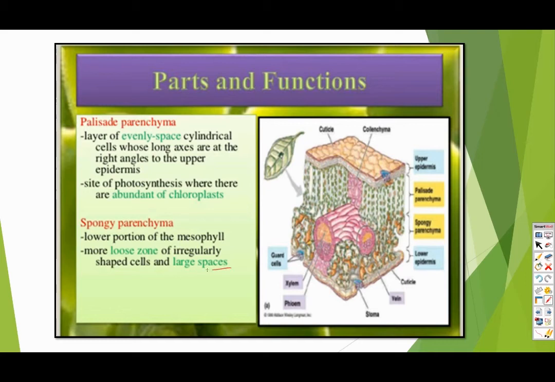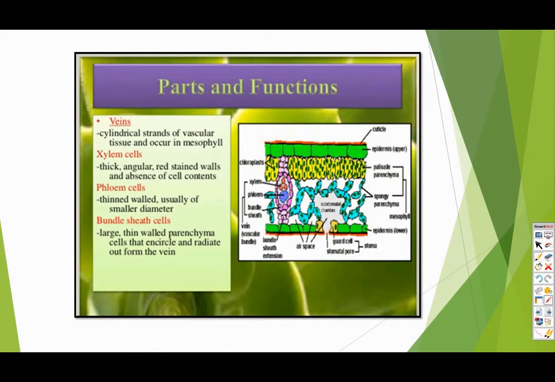Moving on to the next one, your monocotyledonous leaf. We also call it your isobilateral leaf. Dicot leaf we called dorsiventral leaf; monocot leaf we call isobilateral leaf. There are three main parts: epidermis, mesophyll and the vascular system. Same thing. Okay, moving ahead.